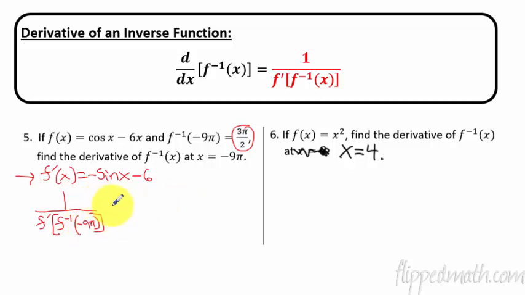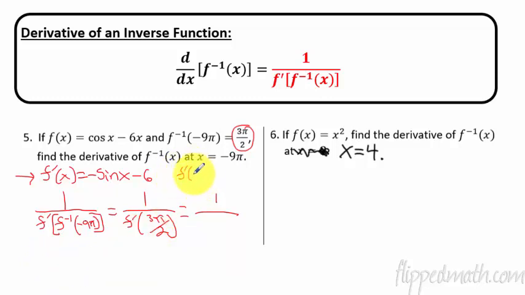And okay, so what does that equal? 1 over, I'm trying to go step by step so this doesn't confuse you. 1 over f prime of, what is f inverse of negative 9 pi? F inverse of negative 9 pi is 3 pi over 2. See, I gave it to you. It's right there. And then that's going to equal, so what is this? It's going to be 1 over, okay, now in order to know this, you have to know what f prime of 3 pi over 2 is. So I guess maybe I could squeeze that in right here.